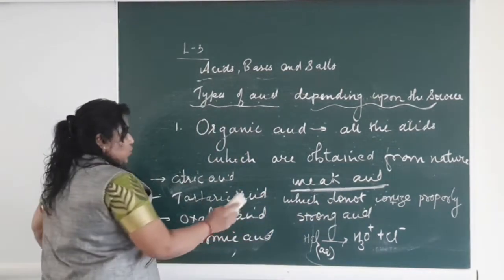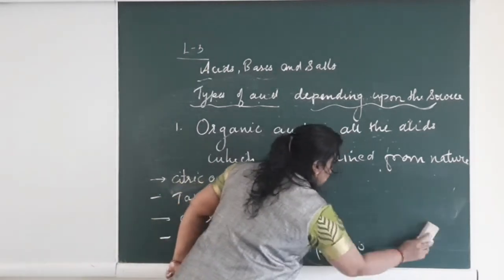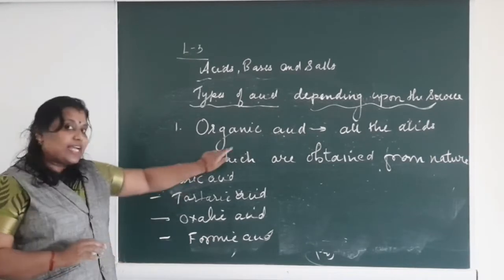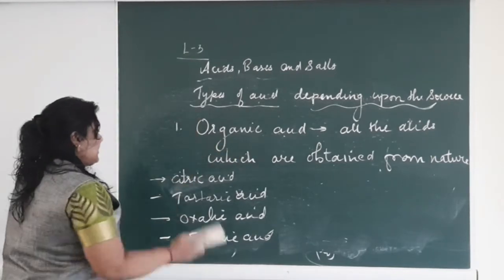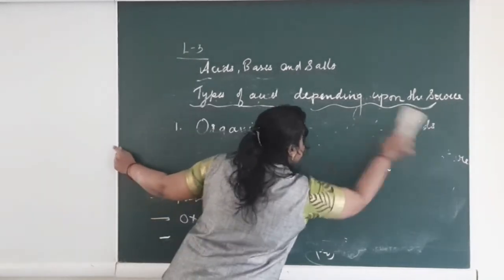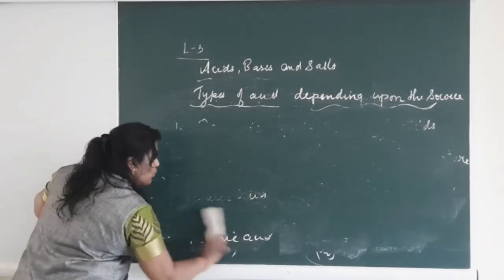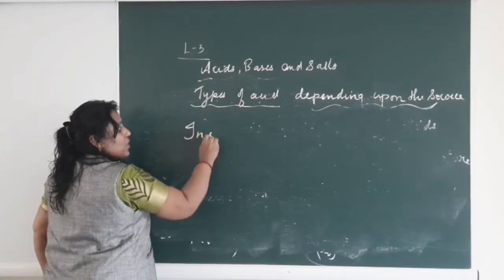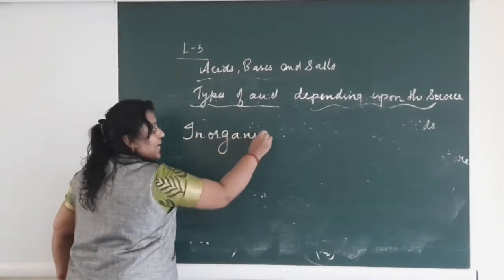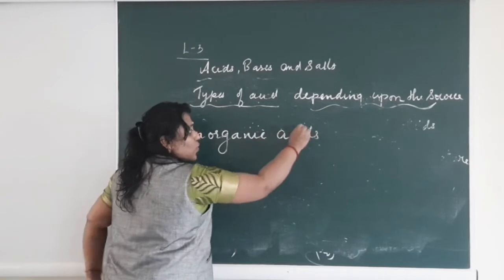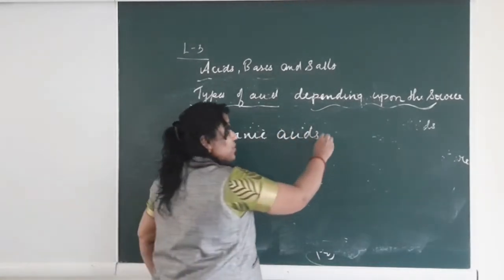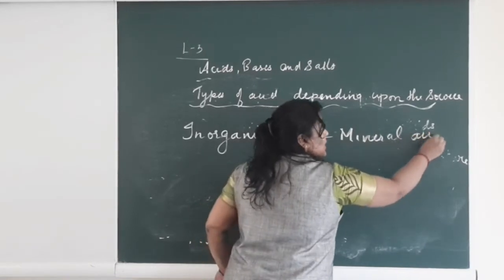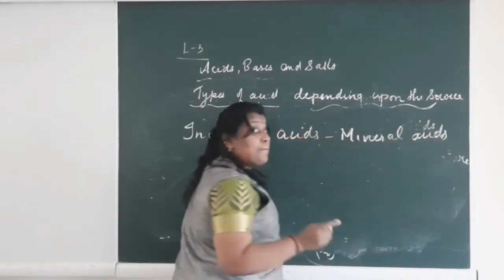So what were we dealing with? We were dealing with the types of acids. We have seen what organic acids are. Now we come to inorganic acids. Inorganic acids are also known as mineral acids. Why are they called mineral acids? Because these acids are obtained from minerals.